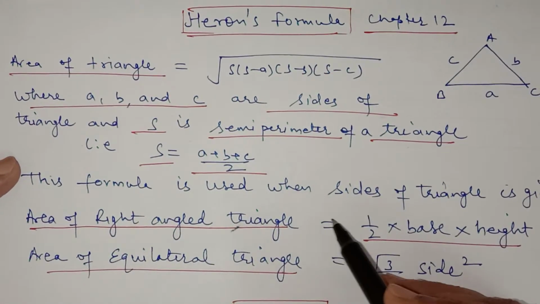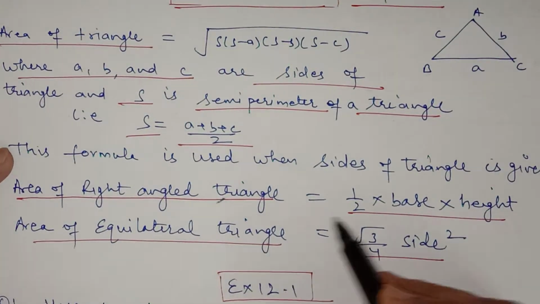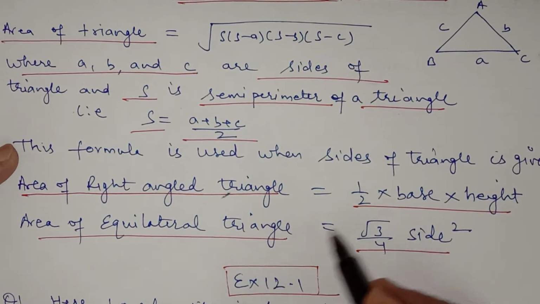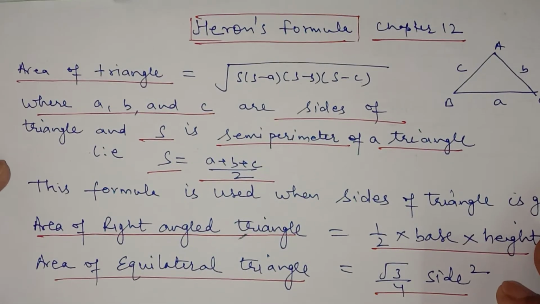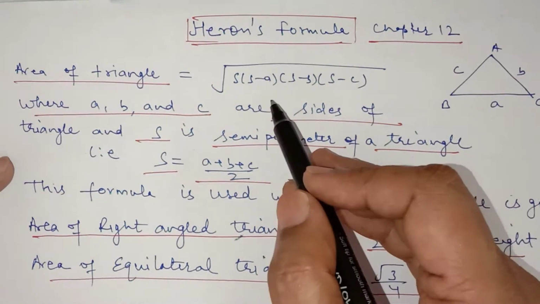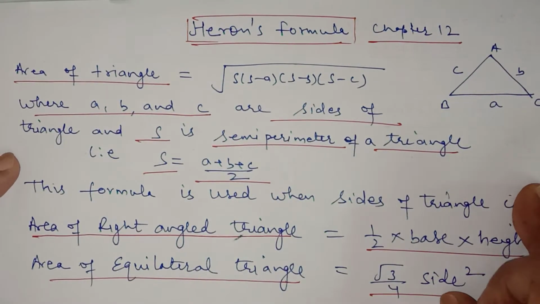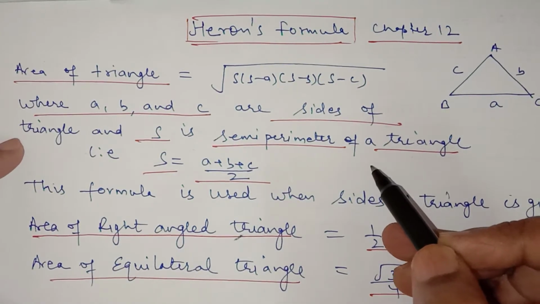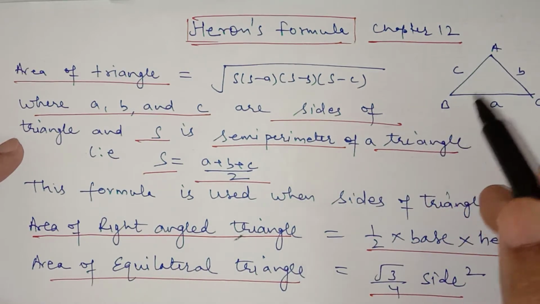This formula is used when the sides of the triangle are given. You know that the area of a right angle triangle is half into base into height, and you also know that the area of an equilateral triangle is root 3 upon 4 into side squared. So this is Heron's formula. Again I am repeating: Heron's formula is a formula to find the area of a triangle when all three sides are given, and s is the semi-perimeter, equal to (a plus b plus c) upon 2, where a, b, c are the sides of the triangle.